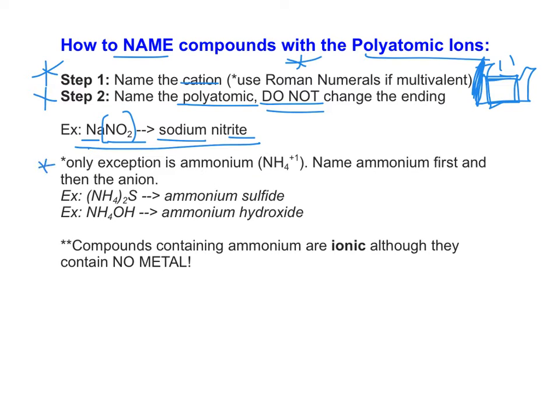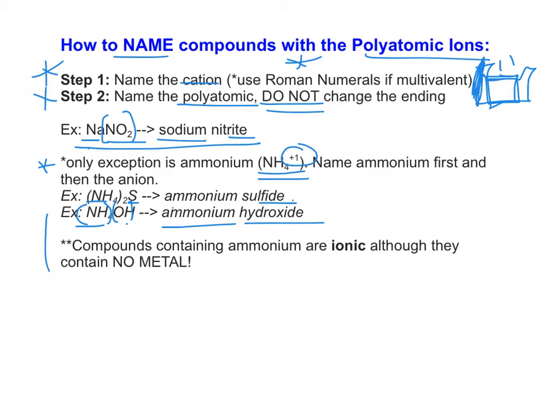The only exception is ammonium. Because it has that positive charge, it's going to be in the front. So if you have ammonium attached to a single nonmetal, you would change sulfur to sulfide. This is ammonium sulfide. But if you had 2 polyatomics together, you just name the 2 polyatomics. You do not change their ending. So this would be ammonium hydroxide.